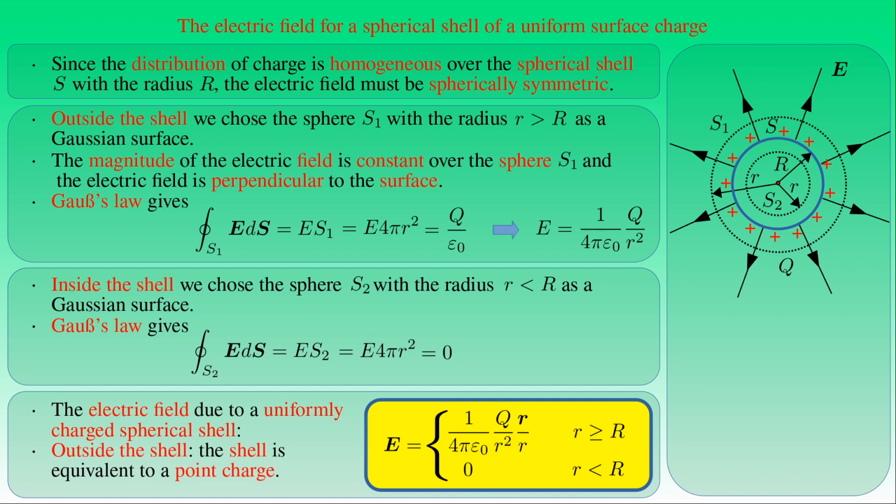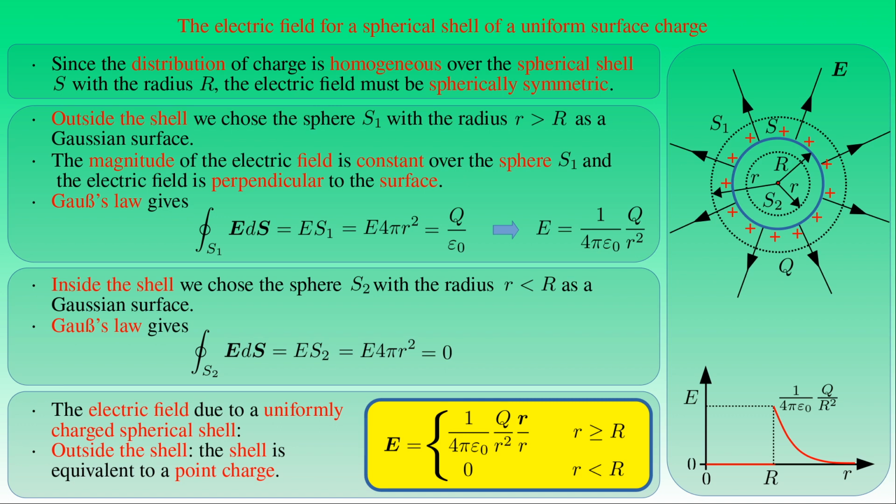Here we plot the magnitude of the electric field E as a function of the distance r from the center of the spherical shell S. The graph shows that there is no electric field inside the shell, that is, the magnitude of the field vanishes at distances from the center less than the radius R of the shell.